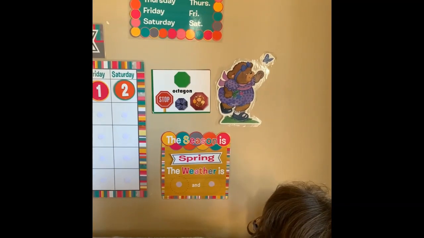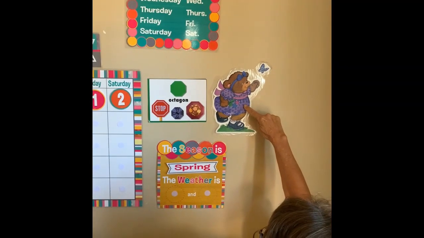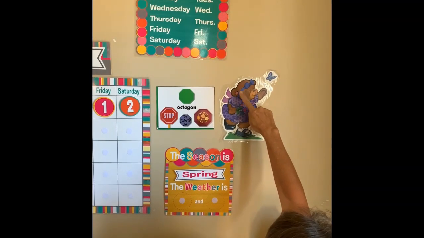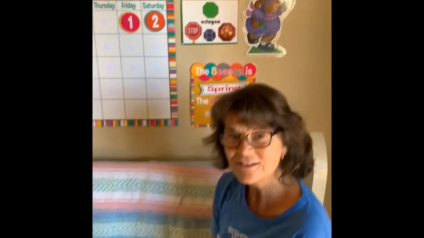And we also have a new color, which is purple. Our teddy bear is wearing a purple dress. She has a purple ribbon in her hair, and she's chasing a purple butterfly. Now let's go check the weather.